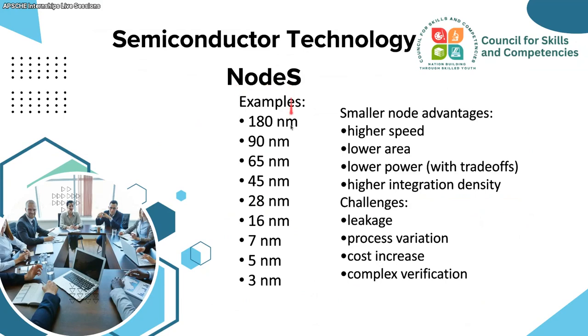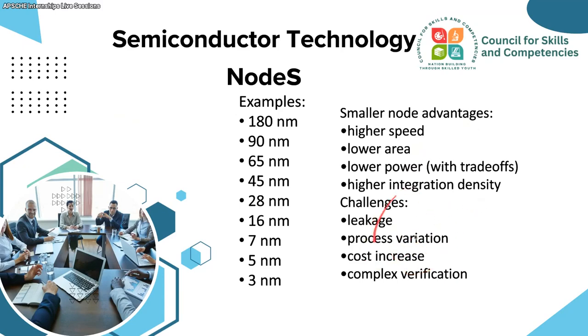Yesterday I told you about nanometers and everything, no? It is how small a transistor they can pack inside. Smaller node advantages: high speed, low area, low power, high integration. But the challenges are leakage power, process variation, cost increase, and complex verification. The leakage will happen because when we reduce the size, there will be leakage of the transistor. It will affect the signal of the other transistors.